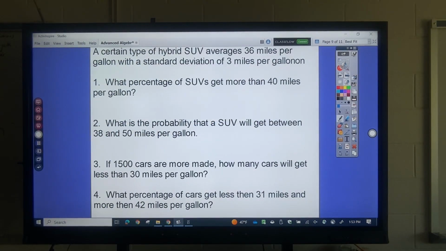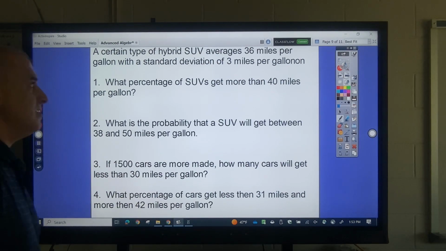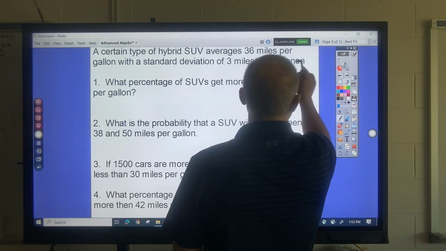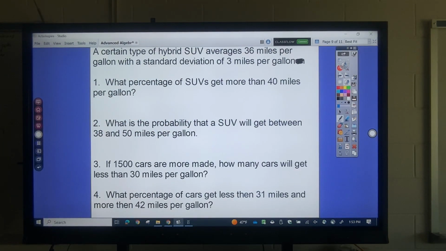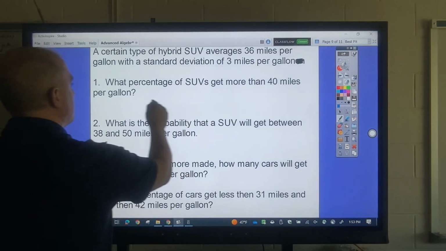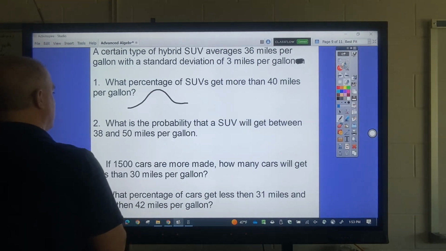Okay, a certain type of hybrid SUV averages 36 miles per gallon with a standard deviation of 3 miles per gallon. All right, so we're going to practice these together, but I'll just go through these examples with you. What percentage gets more than 40 miles per gallon?